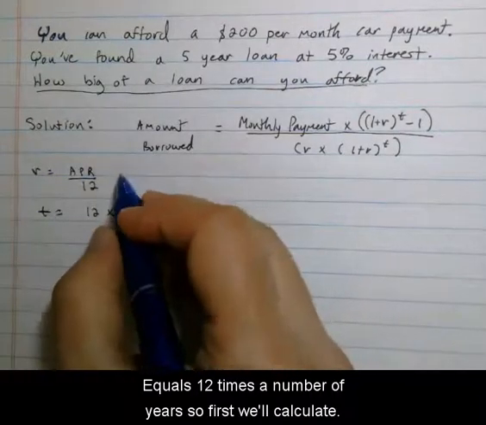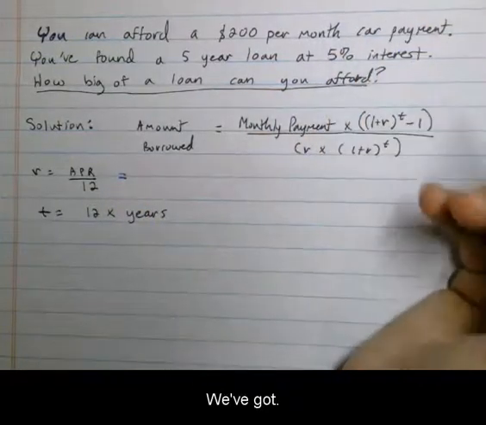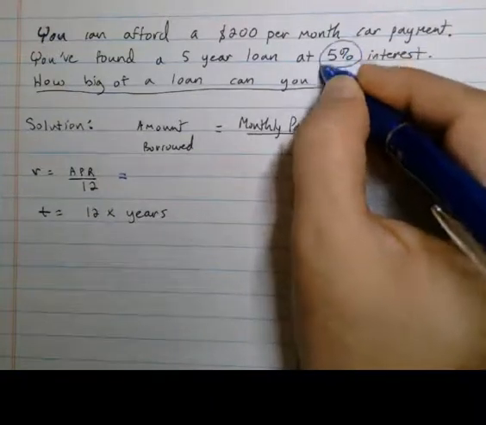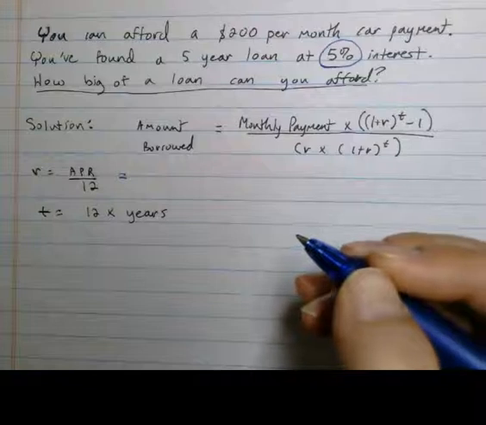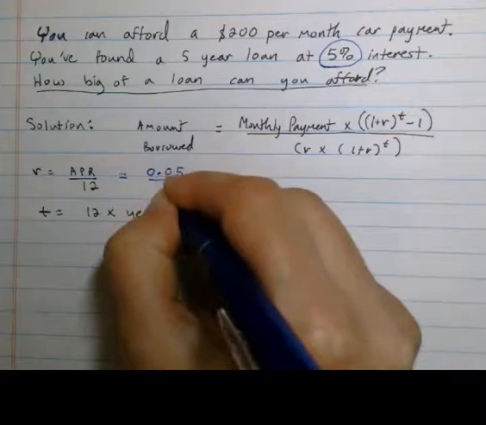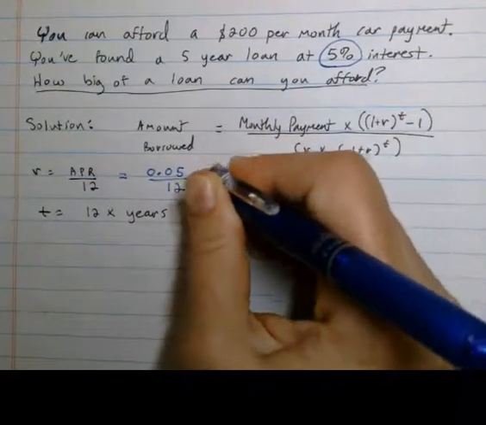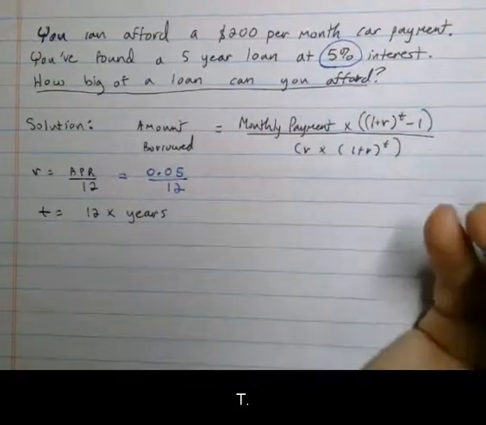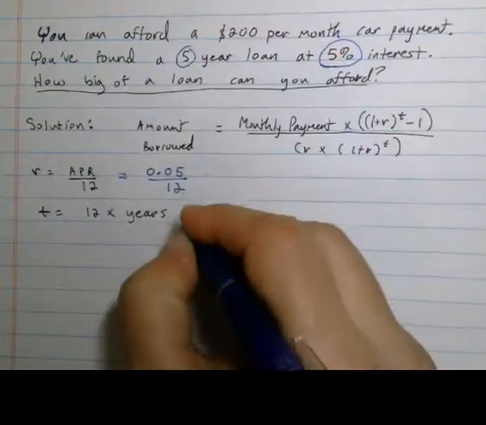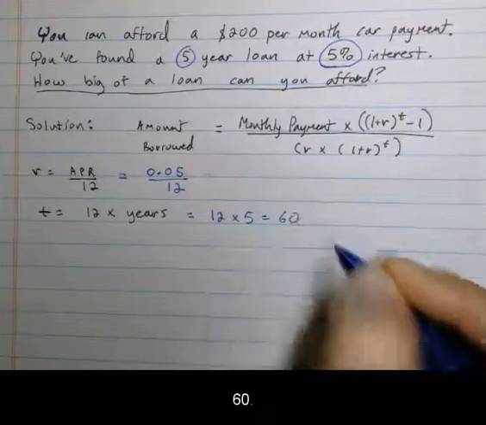So first we'll calculate R. So we've got a 5% annual percentage rate. Converting that to a decimal would be 0.05 divided by 12. And for our T, it's going to be 12 times 5 years. So 12 times 5 equals 60 for our T.